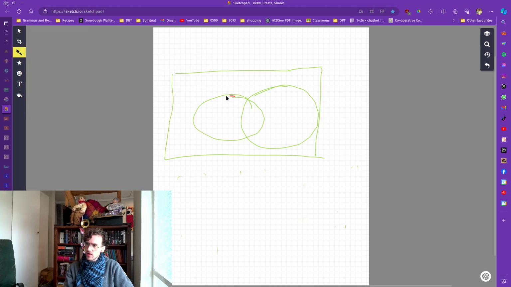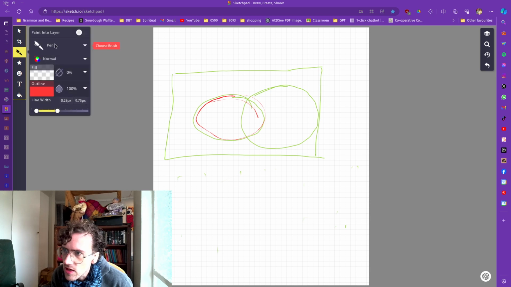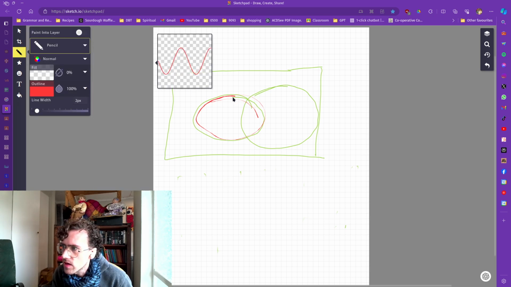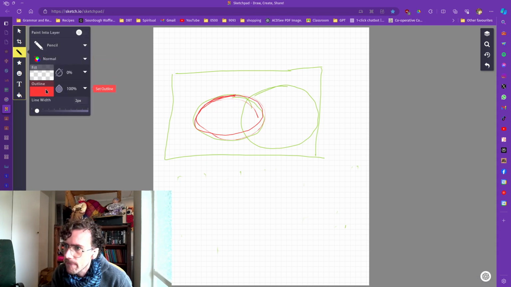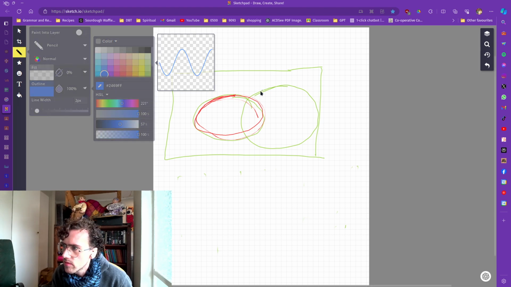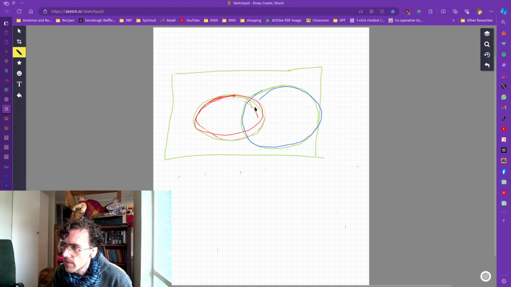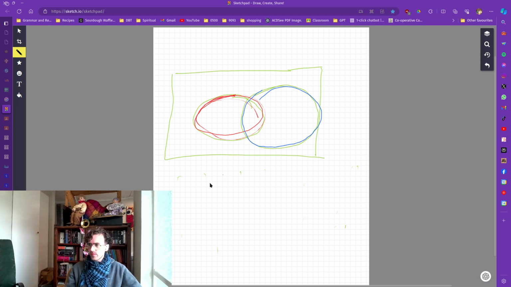So people who like red. Oh, this is the pen function. I don't like the pen one. I like the pencil one. People who like red. People who like blue. And then people who like both. So let's say the red people, the blue people, and the both people. And let's say there's a total as well.